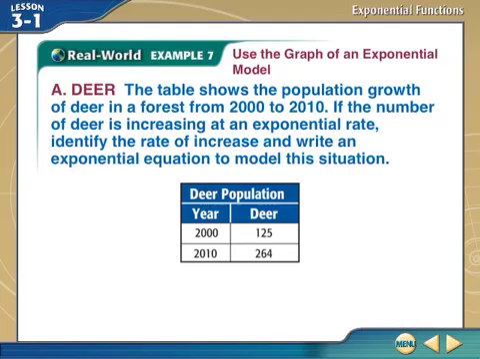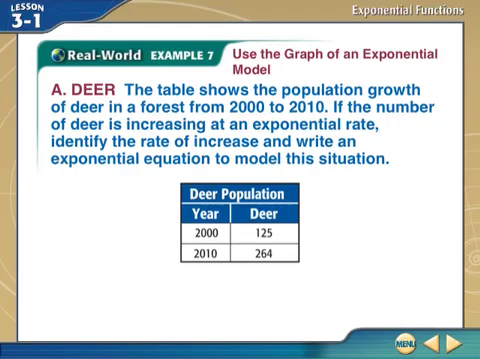The table shows the population growth of deer in a forest from the year 2000 to 2010. If the number of deer is increasing at an exponential rate, identify the rate of increase and write an exponential equation to model this situation.